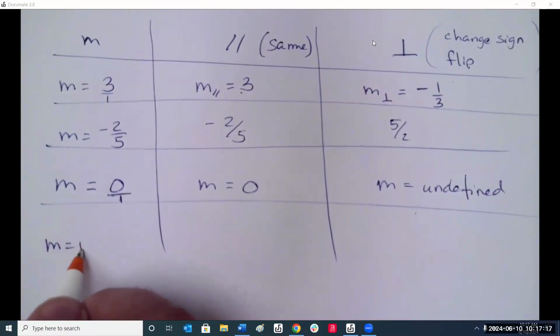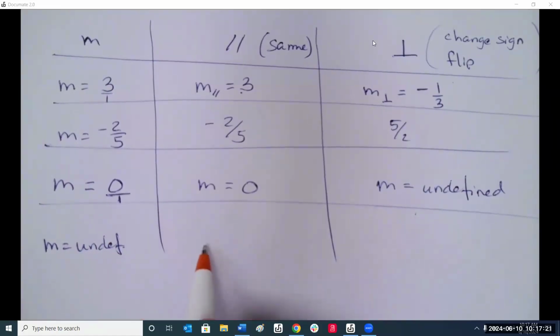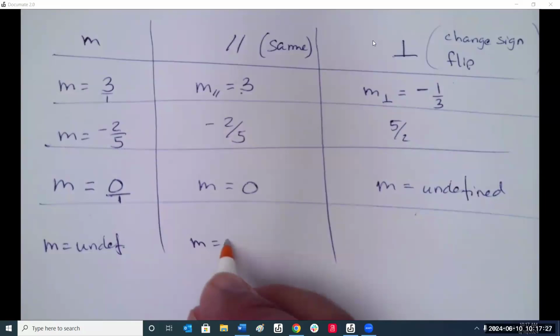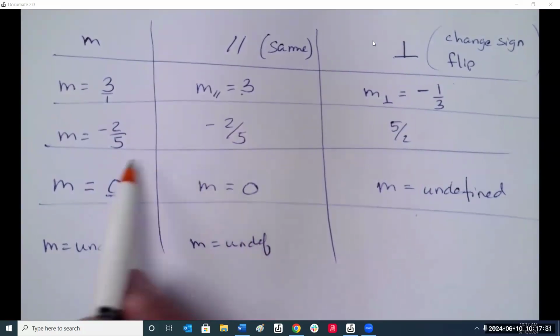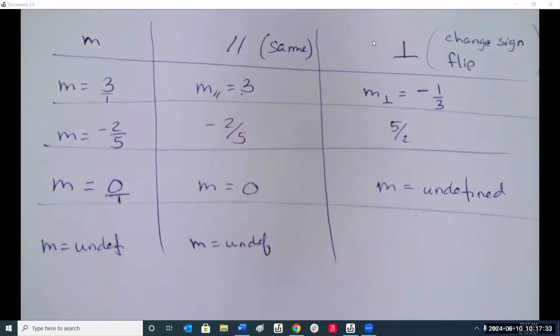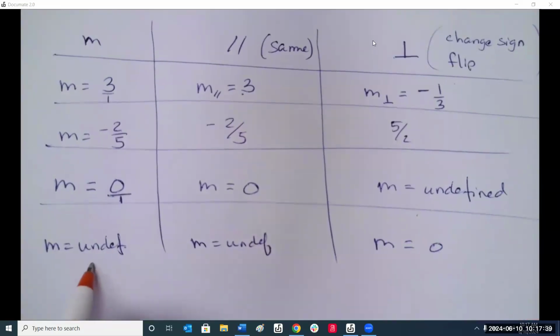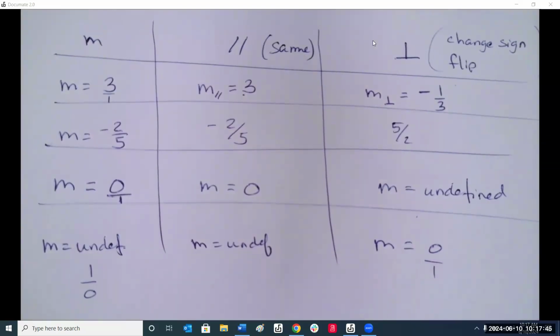So if I give you an undefined slope, what's the slope parallel to it? Because these have to be the same. Parallel has to be the same slope. And the line perpendicular, because this one is 1/0, and I flip it, so it becomes 0/1.